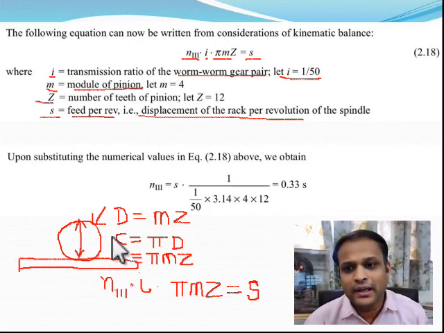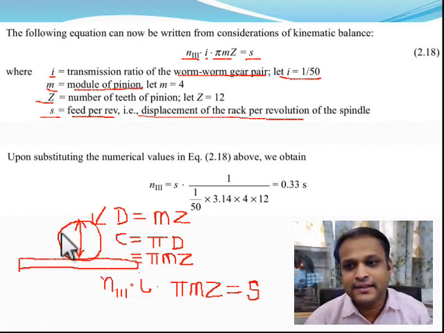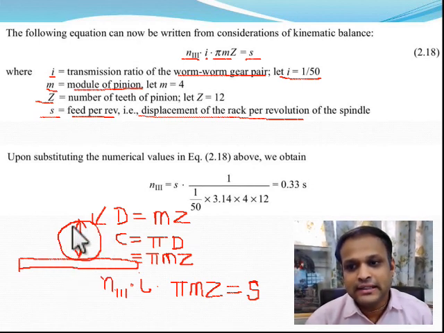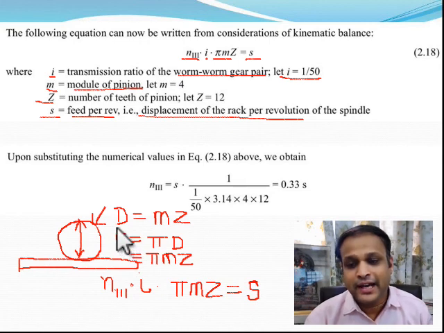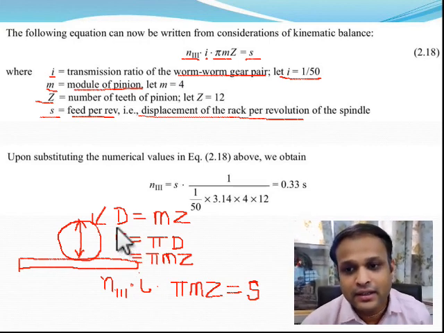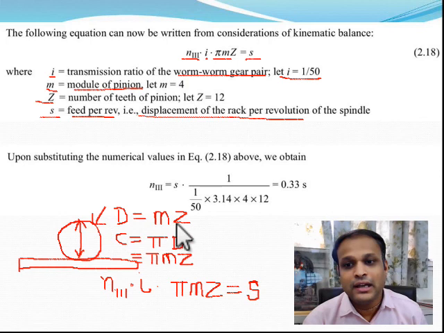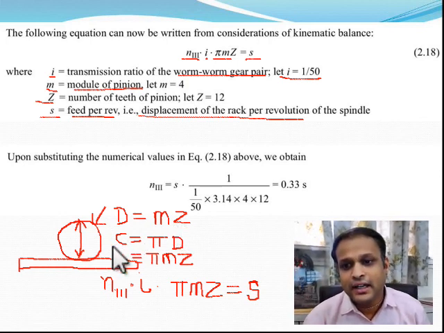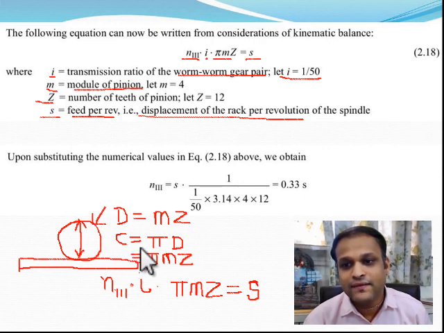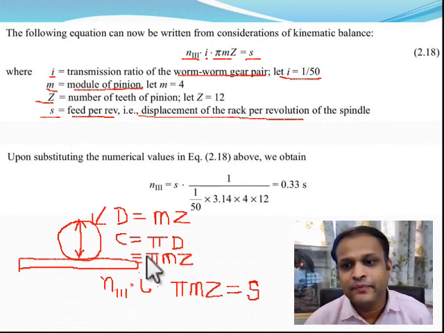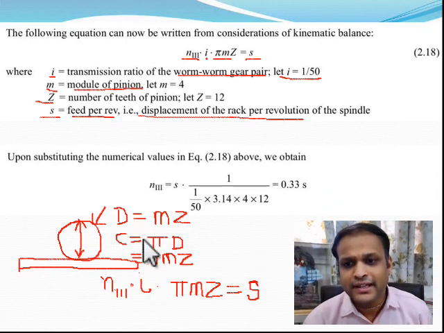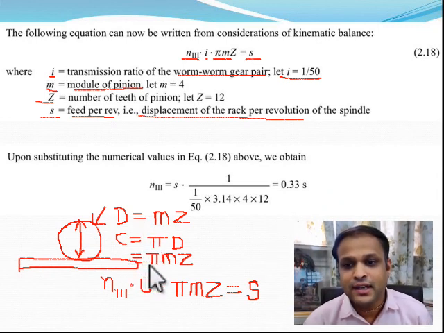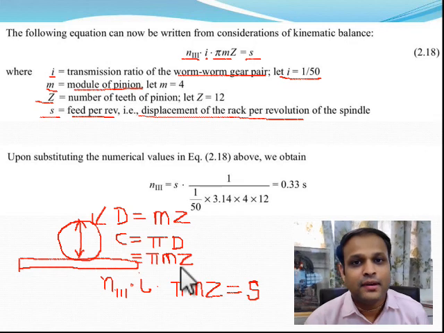To understand this formula, please see this diagram which I have drawn. This depicts the pitch circle diameter of the pinion, and it is meshing with the rack. The diameter of any gear is equal to module times the number of teeth, so the diameter is mz. And if we want to calculate the circumference, it is pi times d. Combining the previous formula, the circumference becomes equal to pi times m times z.